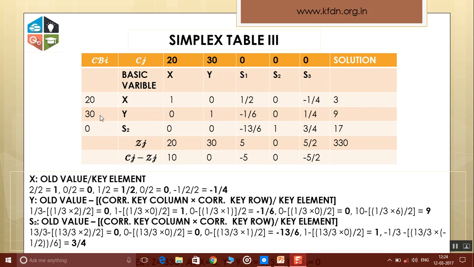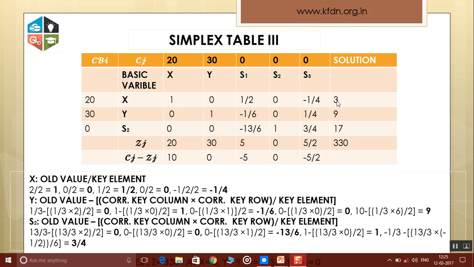Again CBI is the coefficient of basic variables. For x it is 20, for y it is 30, and for s2 it is 0. Now we will calculate the values of these variables as we have done earlier. Since x is the entering variable, we'll apply the formula old value divided by key element. So old value was 2 and key element was 2, which equals 1. Old value 0 divided by key element 2 equals 0. Old value 1 divided by key element equals 1 by 2. Old value 0 divided by 2 is equal to 0. Old value minus 1 by 2 divided by 2 equals minus 1 by 4. As you can see, we have written over here 1, 0, 1 by 2, 0, and minus 1 by 4.